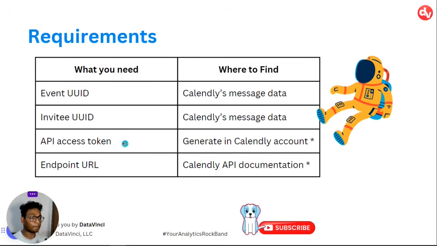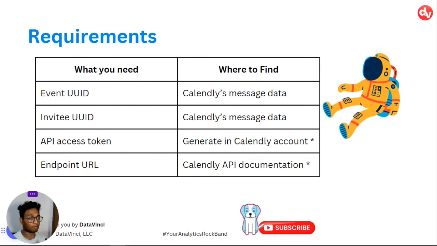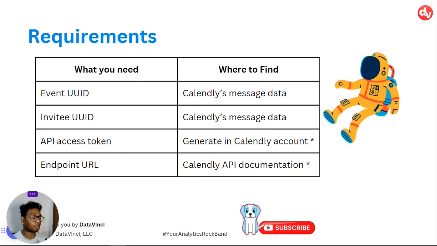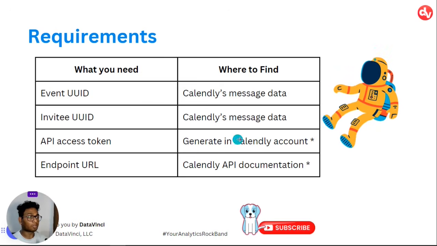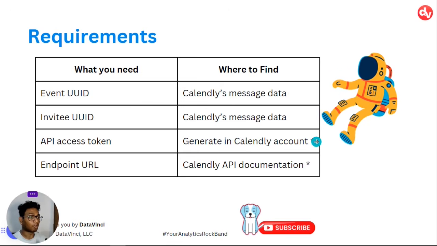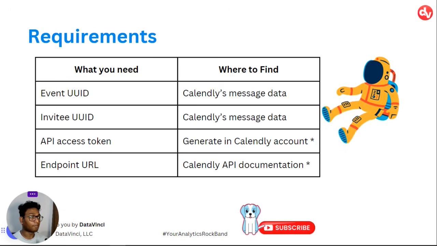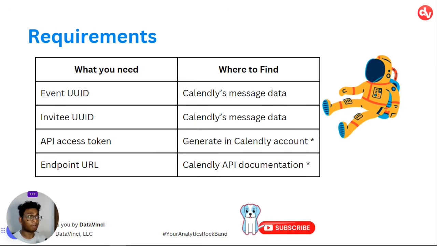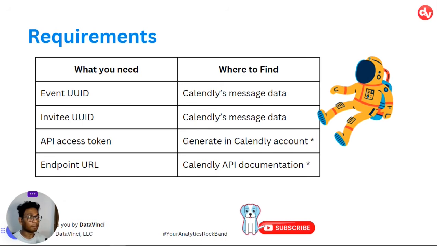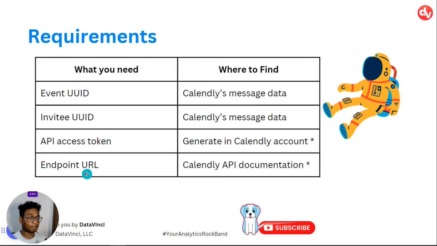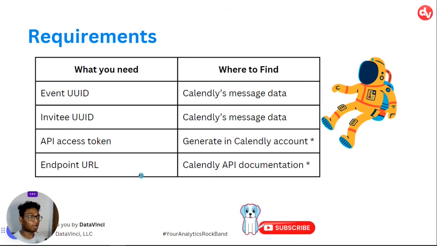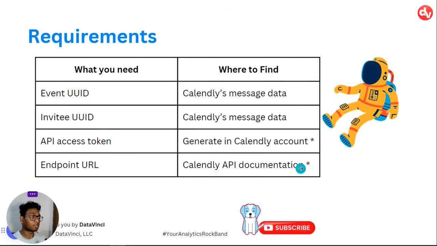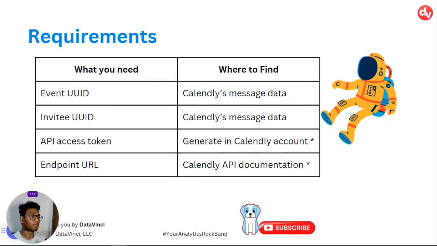And the third one is the API access token. If you have already worked with APIs before, you know what an API access token is. It is a secret key to your Calendly account. So we'll see how we can generate that secret key, or the API access token, for a Calendly account, and that is required to call the Calendly APIs which will return the user's email. And the last piece in the puzzle is the endpoint URL. Every API call needs an endpoint URL, and that is available in the Calendly API documentation. I'll also list that out in the description or in the video itself.